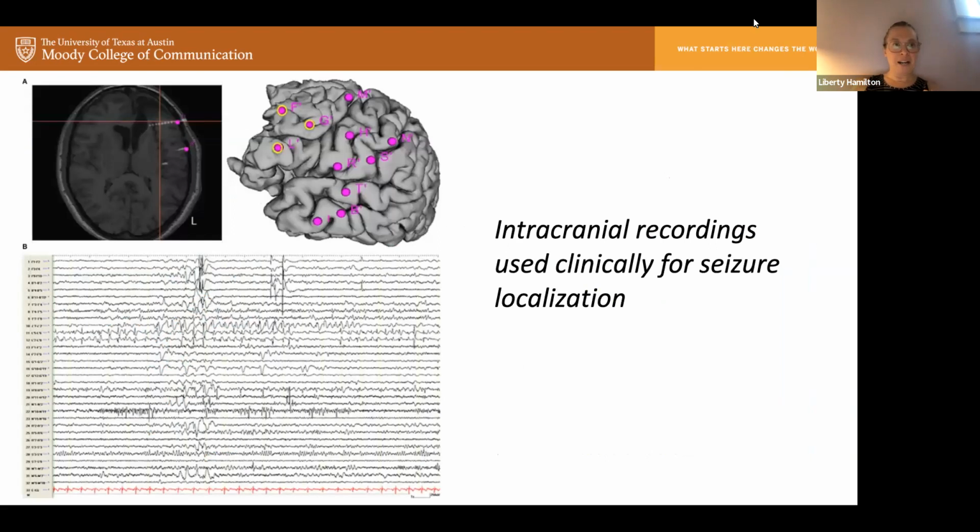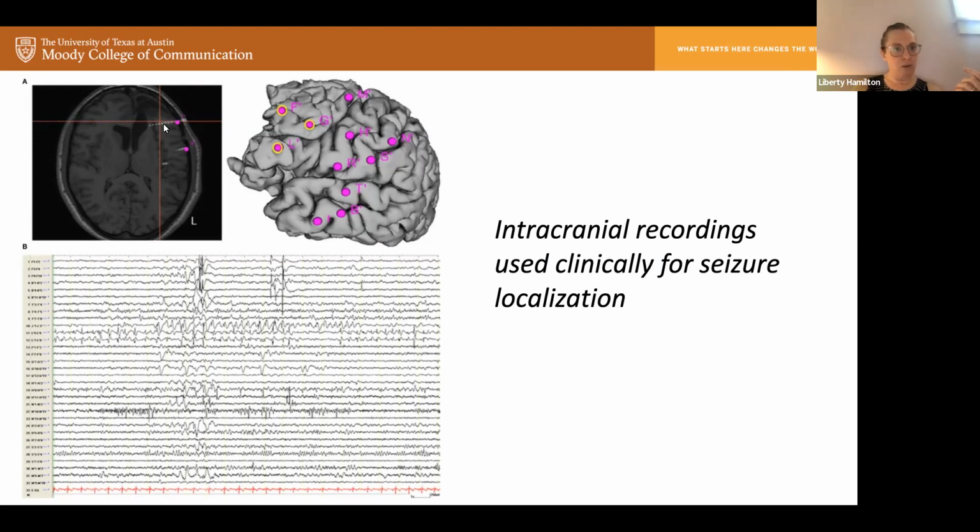So as I said before, and I think some of you in the audience work with this type of data, intracranial recordings are typically used clinically for seizure localization. And so these are placed by a team of surgeons with lots of planning from an epilepsy team, including epileptologists, neuropsychologists, the whole bit, neurologists, neurosurgeons. And the point of these recordings is to record from brain areas over the course of maybe 1 to 2 weeks, typically. And then during that time, you would have electrodes in different areas, as is shown here.